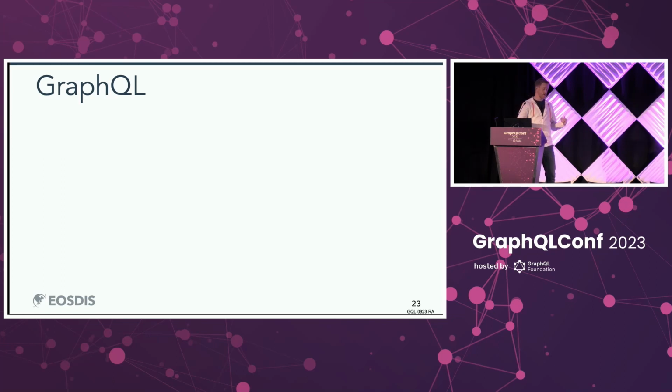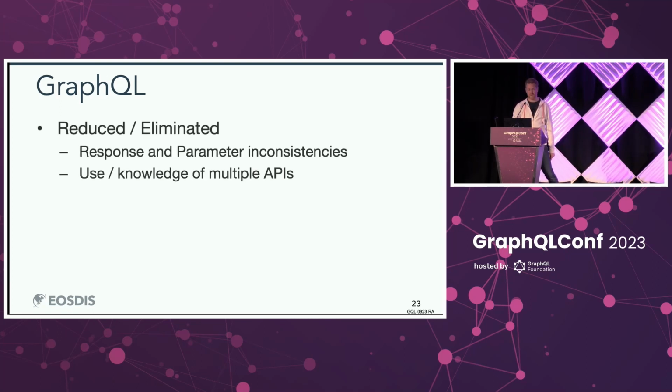So ultimately, GraphQL, what did it do for us? It reduced and eliminated both response and parameter inconsistencies and removed the user from having to know what and which ones to use and when. Also, the fact that we even had multiple APIs and that they were supposed to use one versus the other.